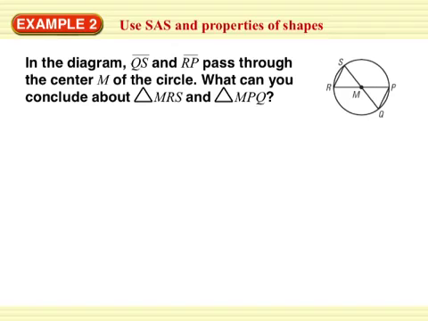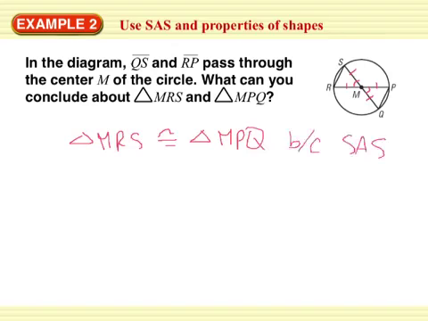Example 2. Use the SAS and properties of shapes. In the diagram, QS and RP pass through the center M of the circle. What can you conclude about MRS and MPQ? So if it passes through the center of the circle, that means that all of these are congruent, and your angles are congruent too because they're vertical. So I have side angle side and side angle side. You conclude that triangle MRS is congruent to triangle MPQ because of side angle side.